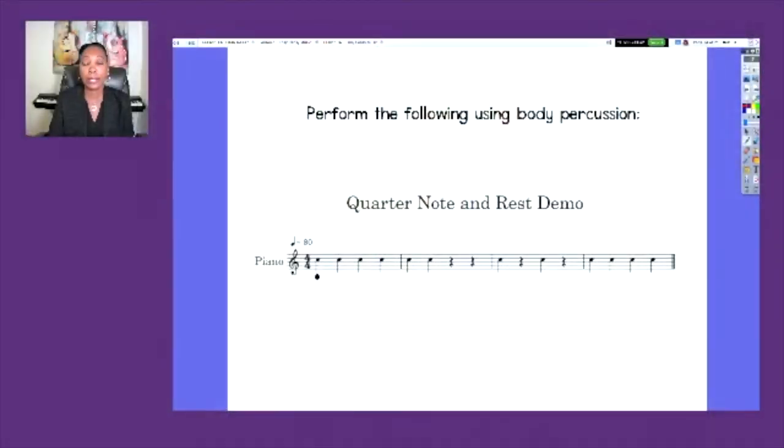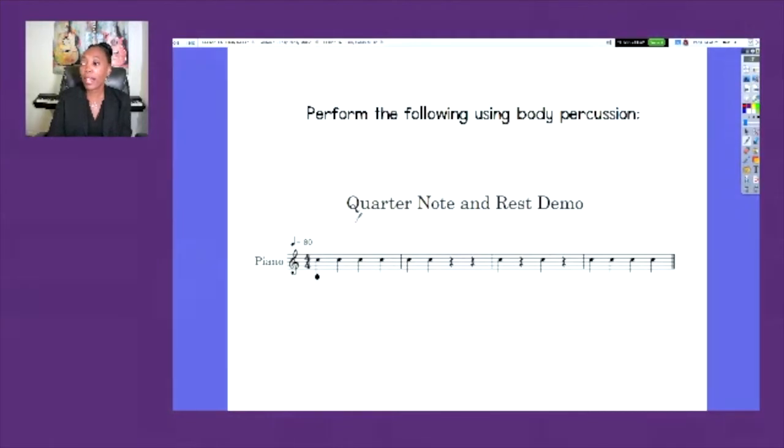But I prefer, you can even tap your shoulders. I prefer just clapping my hands or tapping my knees. You can do whatever you please, as long as you're using a part of your body to make a sound.